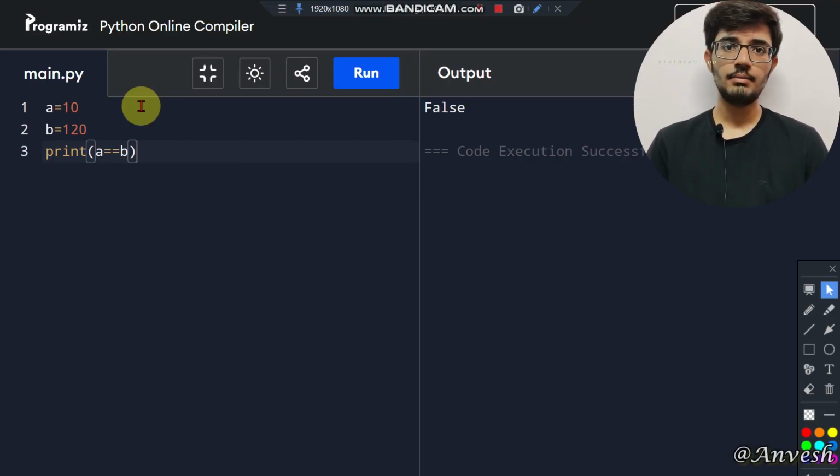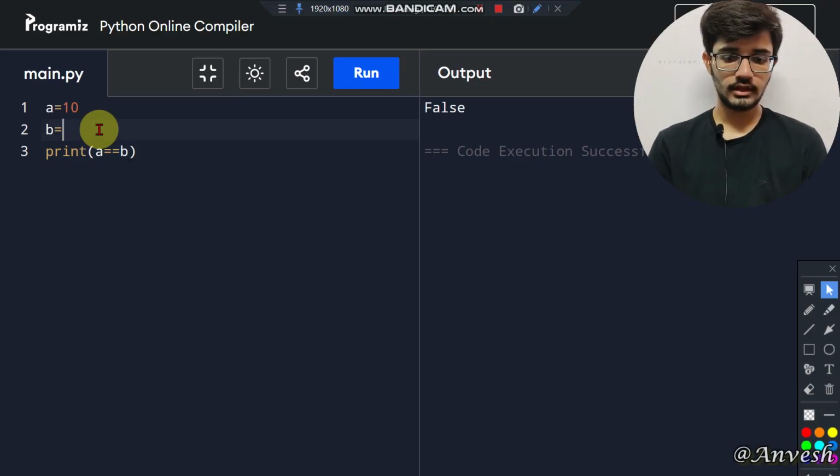So here, the meaning of relational operators is that they are used to compare two or more values and give the output in the boolean data type. Very simple. And here 10 is not equals to 20, so we must get true. Why? Because 10 is not equals to 20.